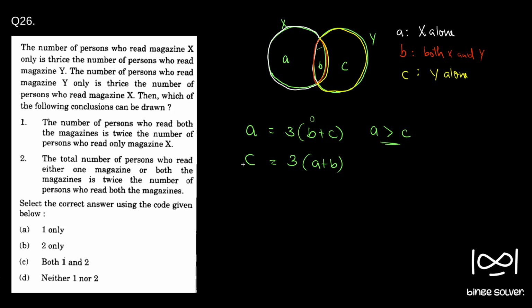Similarly, if you look at this statement, C is greater than A. Since B is a positive value and the smallest value B can take is 0, if you put 0 to it, C is still equal to 3A. That means C is always greater than A. So these two statements are contradicting statements. A is greater than C and C is greater than A are both contradicting. So the given information is totally absurd. There is some mistake in the given information.